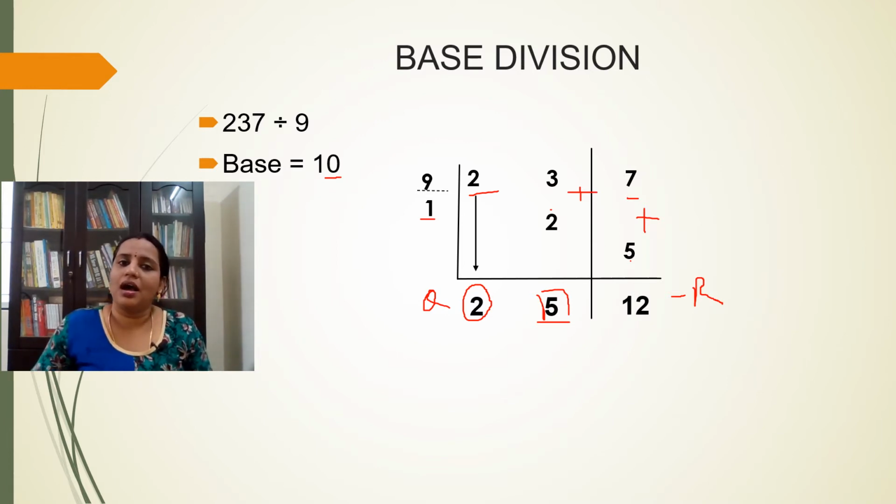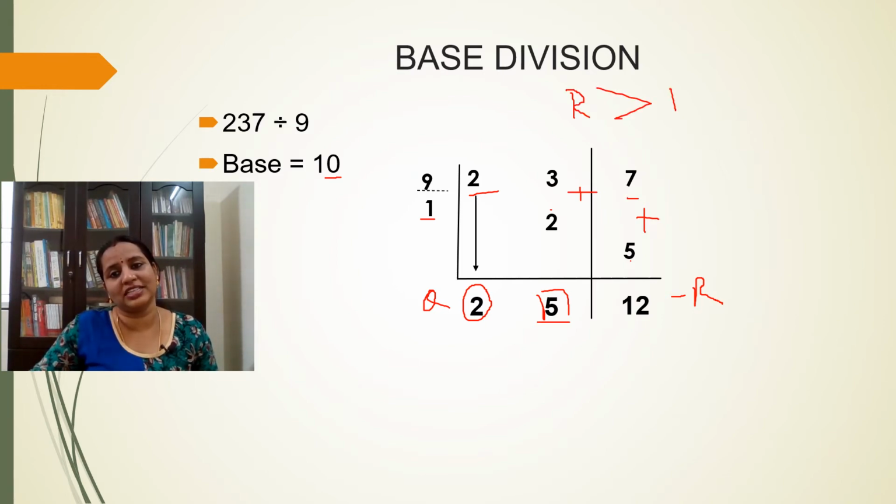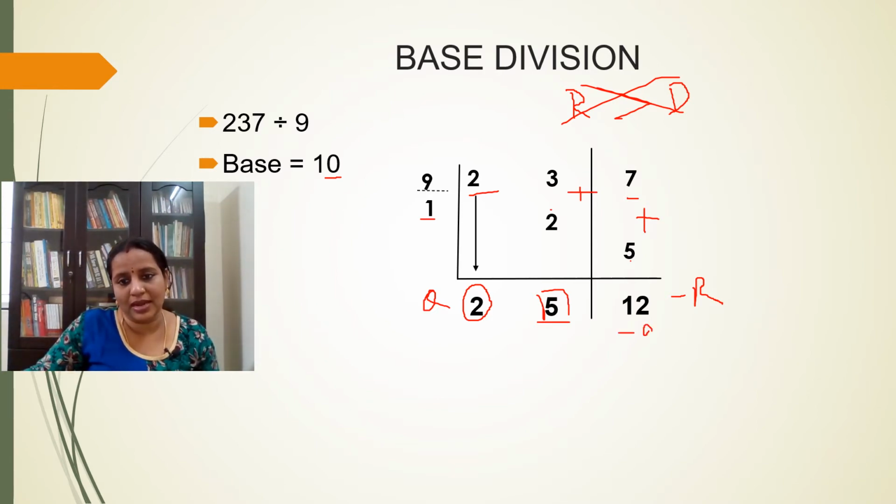And see here, my remainder is 12 and my divisor is 9. My remainder here is more than my divisor, which doesn't satisfy the division condition. So what I am going to do is subtract the divisor from the remainder. While subtracting the divisor from the remainder, immediately I have to add a 1 to the quotient. So my remainder becomes 3 and my quotient becomes 26.